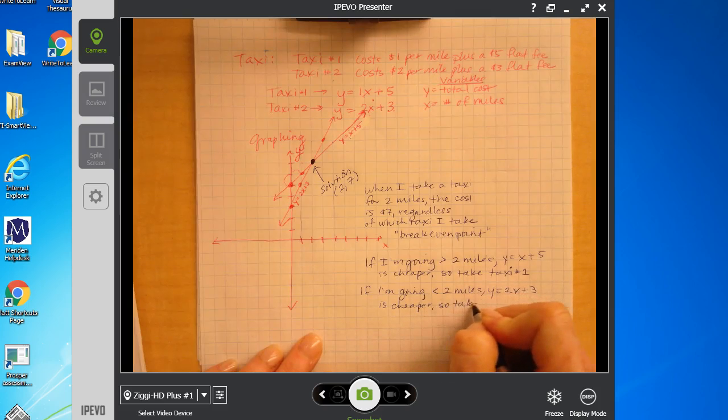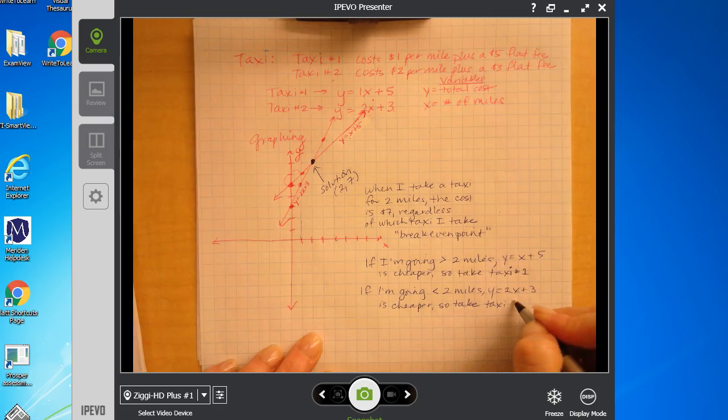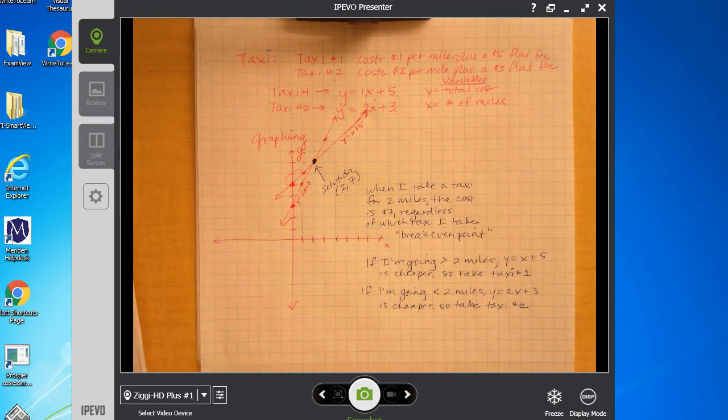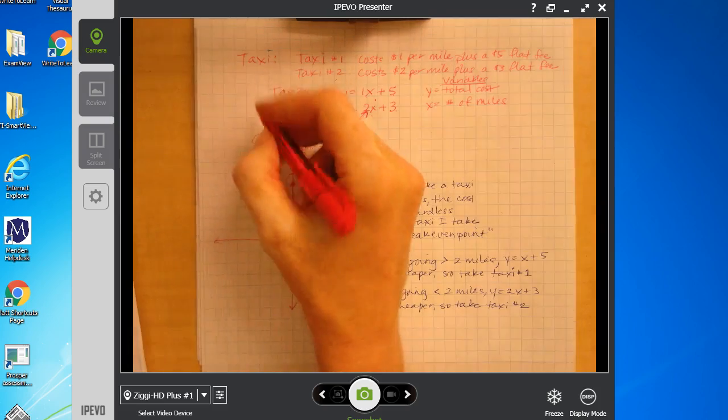So take taxi number 2. Okay, so I can kind of see that graphically here. It's very easy to make those decisions. All right, let's look at a different method. Okay, so that was graphing.